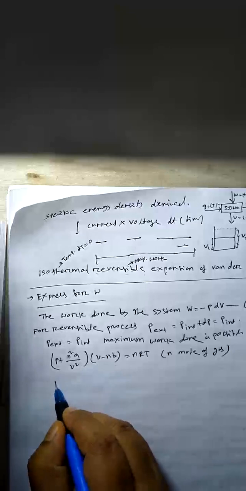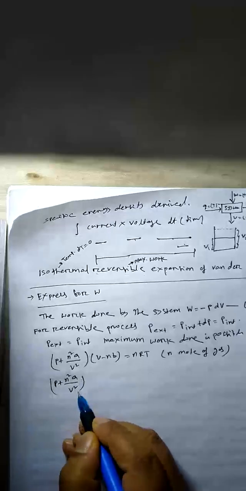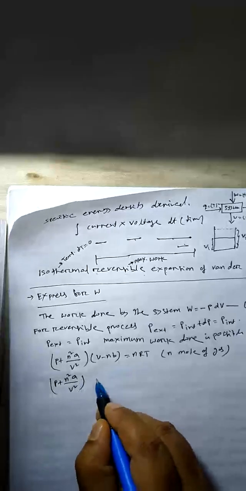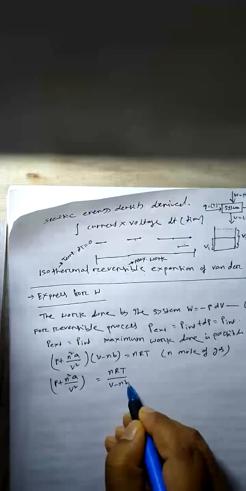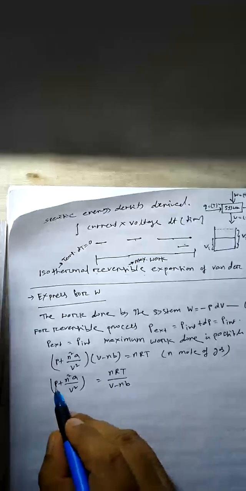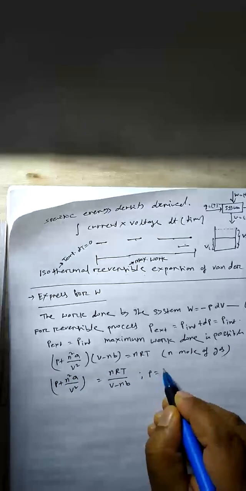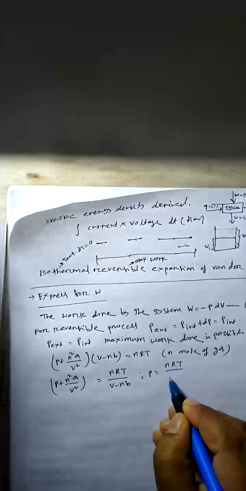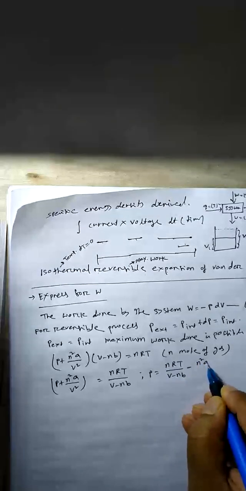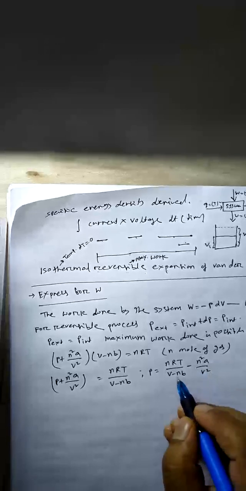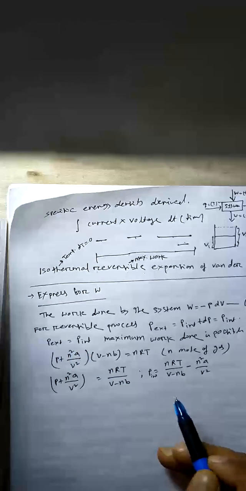Now I can write P plus n square A by V square. Take this V minus nB to the right hand side, no problem. Now take P on one side, this n square A by V square to the other side. We get P is equal to nRT divided by V minus nB, minus n square A by V square. Now this may be external or internal. You write internal or external, both should be the same, no problem.